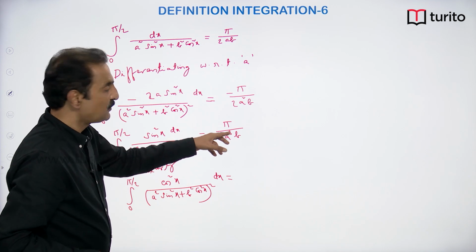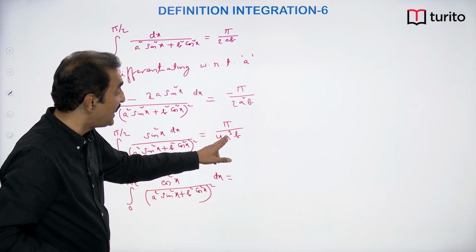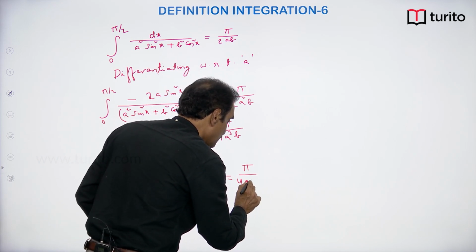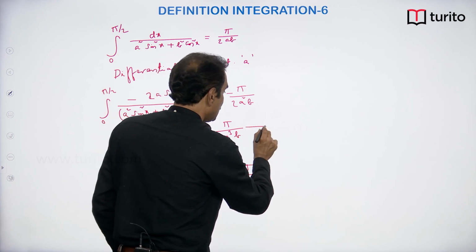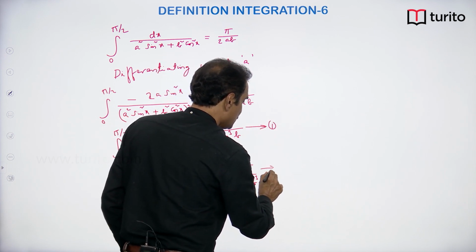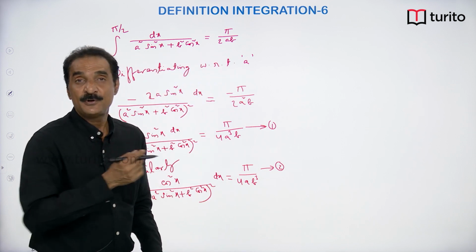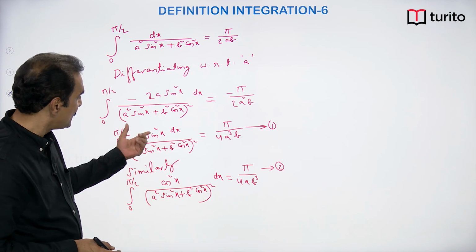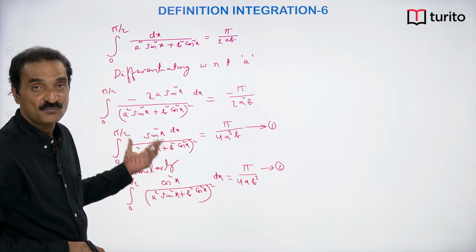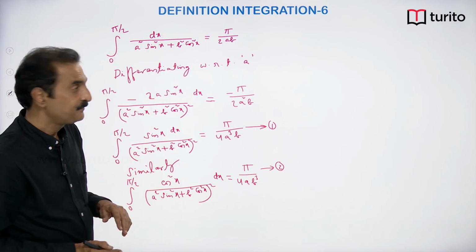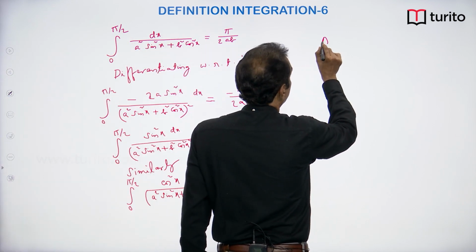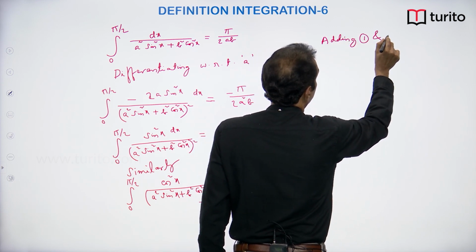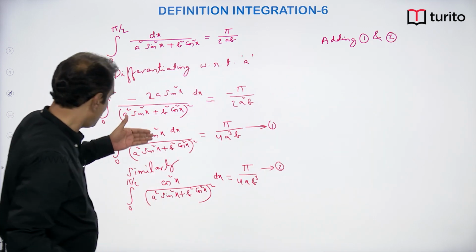dx is equal to what we will get in the RHS? Pi by 4a into b cube. Pi by 4ab cube. Now, you can easily guess what am I going to do? Adding this and this, denominator is same, sum of the numerators is sin square x plus cos square x, 1. I am going to get the asked integral. So, adding 1 and 2. What is the sum of this and this?